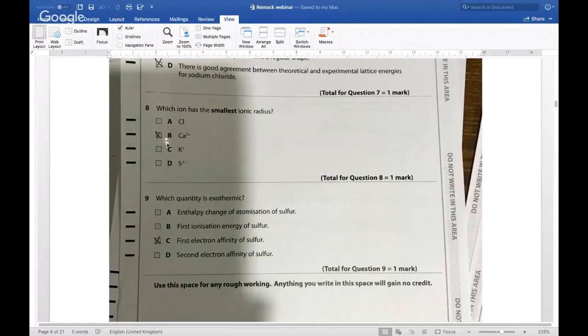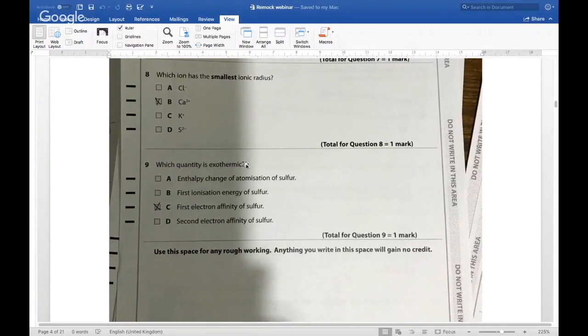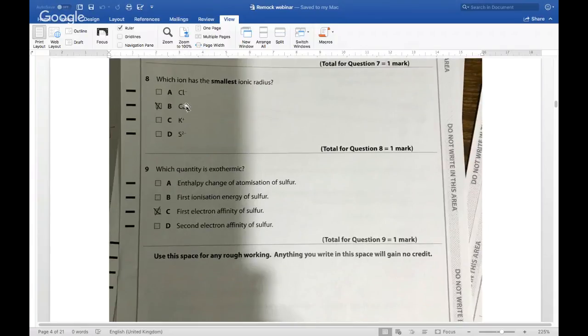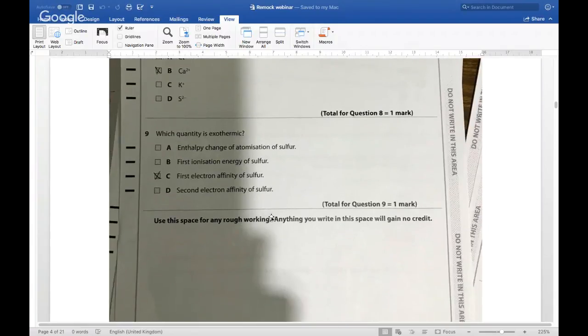You'll also notice, by the way, that A, B, C, and D are also all isoelectronic, which means they've all got the same electron configuration. So you're going to go for the biggest plus charge there.